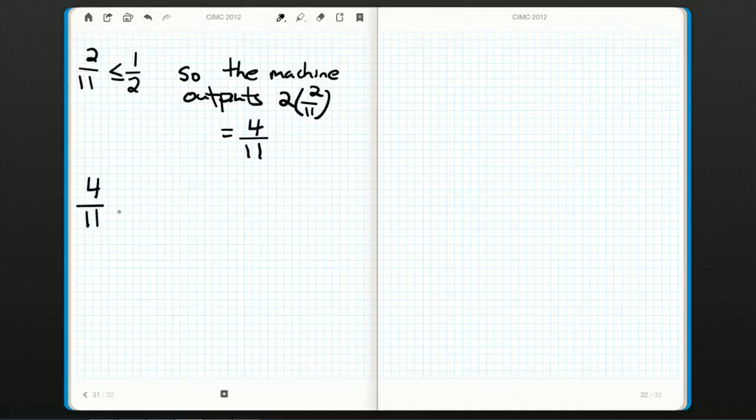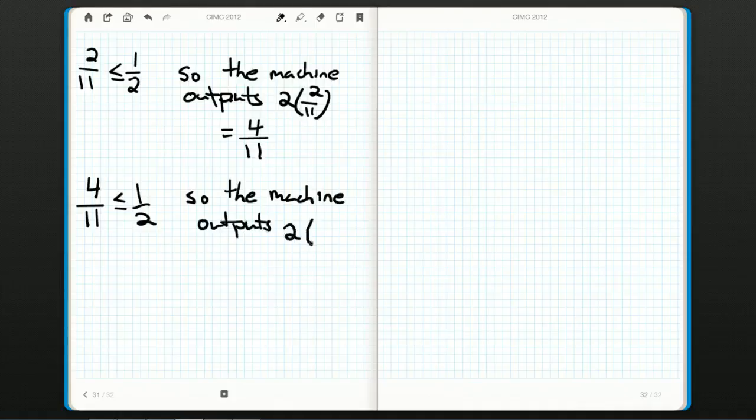Now 4 elevenths is still strictly less than a half. So once again, the machine's just going to double it. So 2 times the input. All right, so now our chain looks like 4 elevenths, 8 elevenths. Where are we going next?